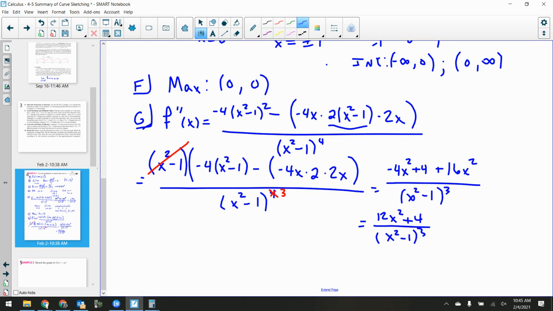So that's f double prime. All of that just to see if there's going to be inflection points. I know. Okay, so are there inflection points?